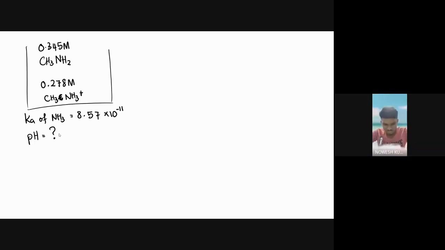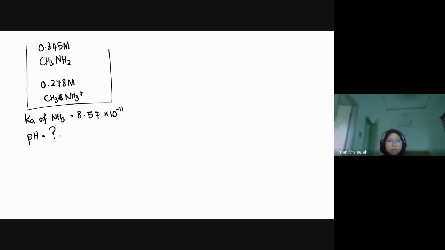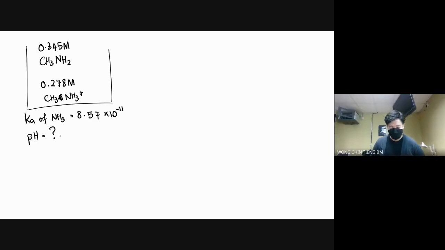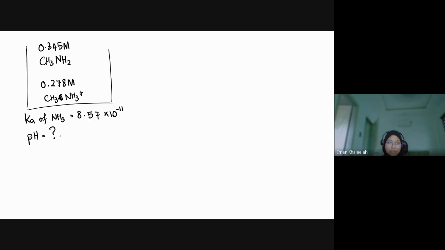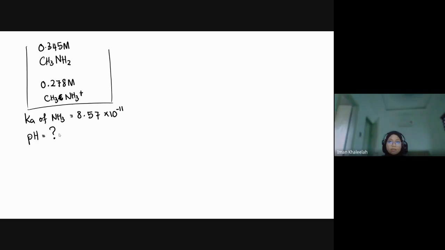Alright, Iman, have you used the Ka straight away? Cannot. Why? Because it's a basic buffer. So for a basic buffer we must use pOH equals pKb. How do we change the Ka to Kb? Divided by the Kw. What is the Kw? 1 times 10 to the power negative 14.